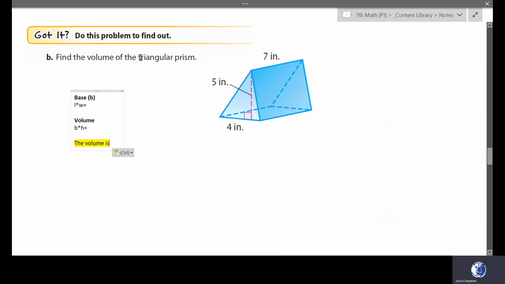Got It B says, find the volume of the triangular prism. We have a length of, oh, I forgot to copy this again, so I need to add my 1/2. So the length was 4, the width was 5. That gives the base an area of 10. And the height is 7, so the total volume is 70 cubic inches.